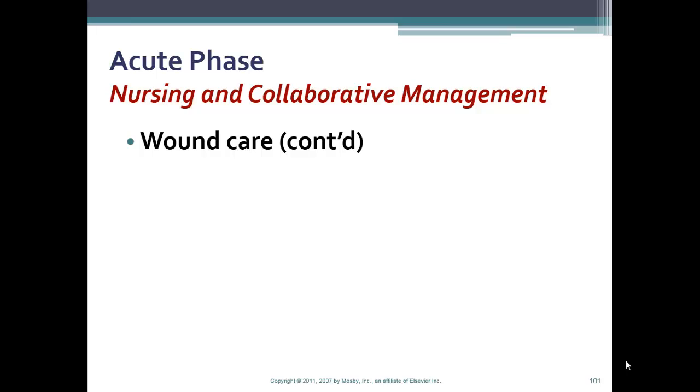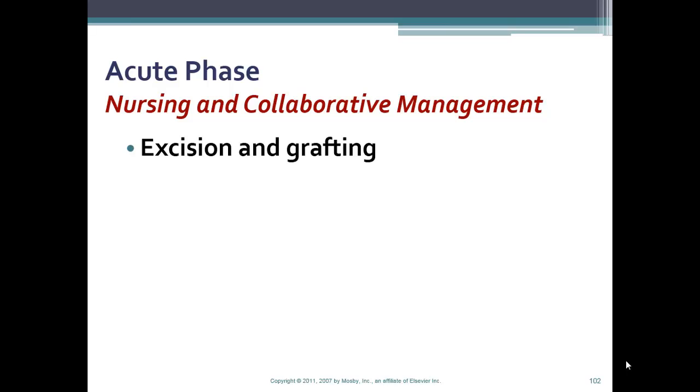Enzymatic debridement. This speeds up the removal of the dead tissue from the healthy wound bed. The excision and grafting. A couple different ways they'll dress it. They may leave the grafts open. They'll use unmeshed sheet grafts for facial grafts.